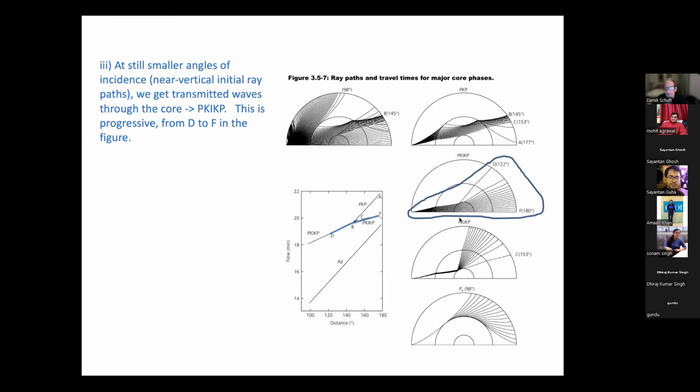And then for still smaller angles of incidence, we get transmitted waves. So we have PKIKP. And these are waves that are transmitted through the inner core. And this is found in D through F. So we have A, B, C, D, and F in terms of shallower and shallower angles of incidence.